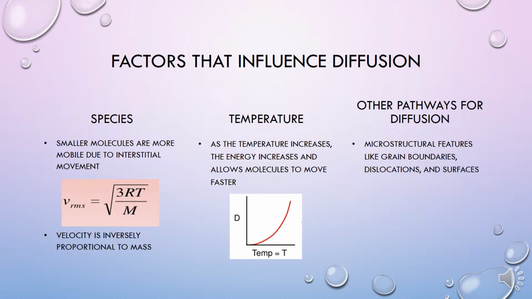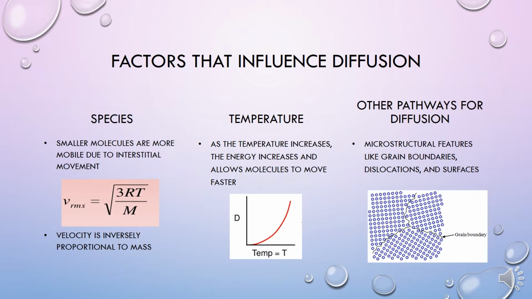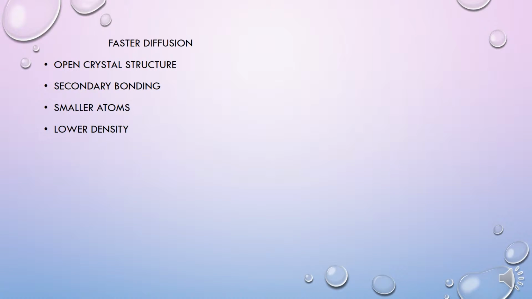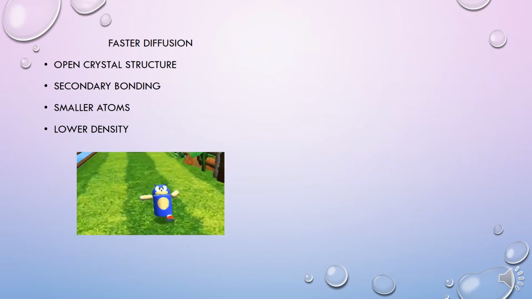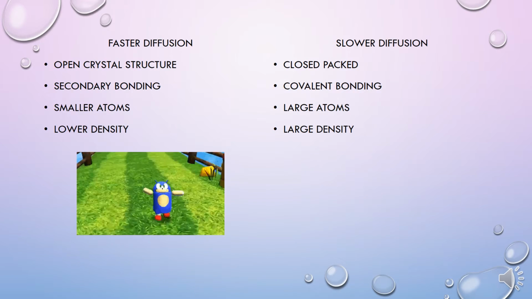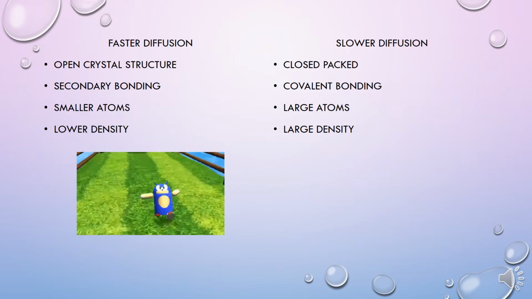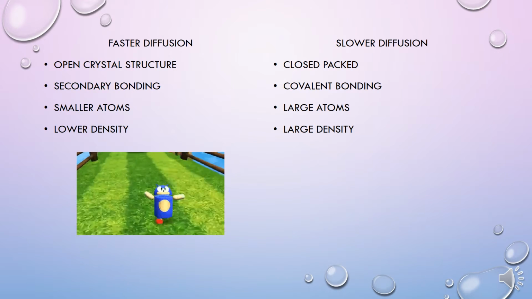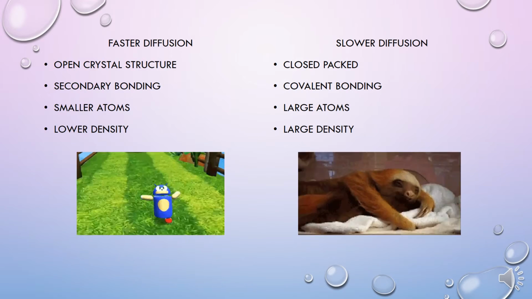Other pathways for diffusion also affect the diffusion coefficient. Some examples are microstructural features like grain boundaries, dislocations, and surfaces. Here below, we can see an image of a grain boundary. Some factors that will make faster diffusion are open crystal structure, secondary bonding, smaller atoms, and lower density. Some factors that will contribute to slower diffusion are closed pack structures, covalent bonding, large atoms, and large density.